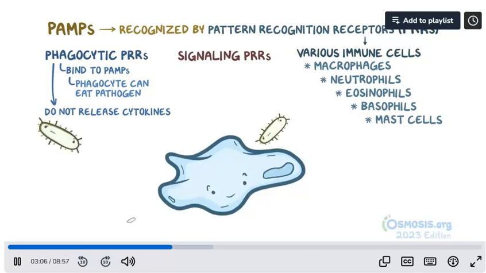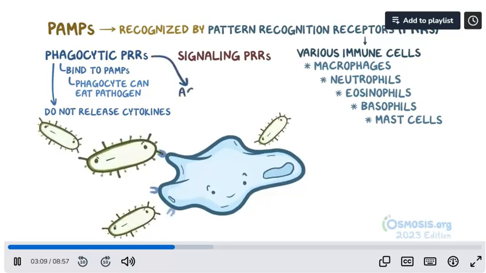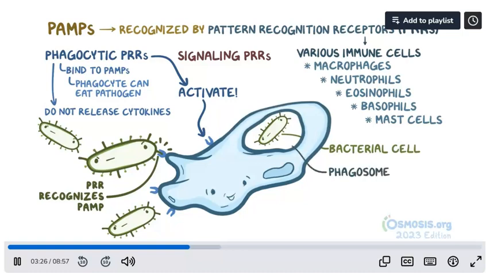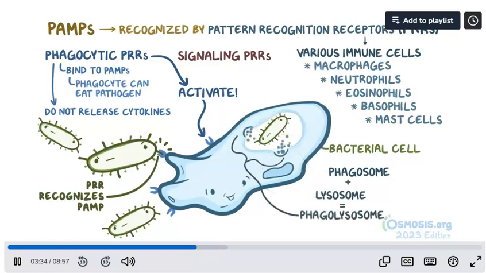So if there are just a few pathogens around, then the phagocytic PRRs will get activated, and phagocytes will eliminate the pathogens. Going back to our garbage truck macrophage, let's say that its PRR recognizes a PAMP on a bacterial cell. It'll then swallow up the bacteria and trap it in a vesicle called a phagosome. The phagosome then fuses with another vesicle called the lysosome and forms a phagolysosome. At this point, the phagocyte will undergo a variety of chemical reactions to kill the pathogen.